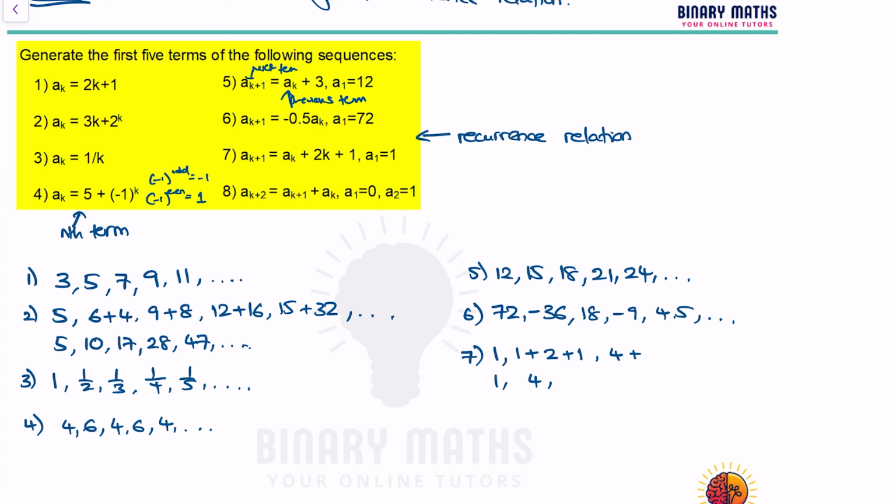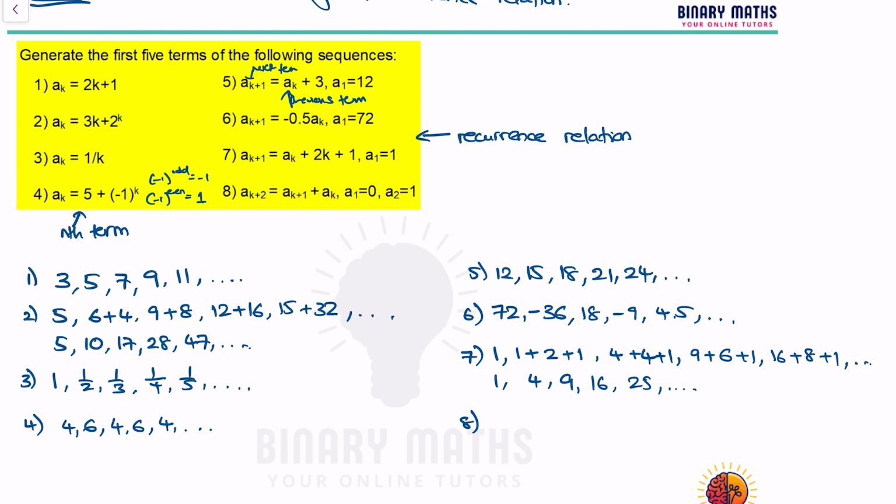The first term was 1. To get the second term, I do a_1 plus 2 times 1 plus 1. Next one will be a_2 plus 2 times 2, which is 4, plus 1, which is 9. The next term, I'm going to get 9 plus 2 times 3, which is 6, plus the 1, which is 16. Look at the square numbers. The last one I need to do is 16 plus 2 times 4, which is 8, plus the 1, which is equal to 25. So I do end up getting the square numbers. Okay, question 8.